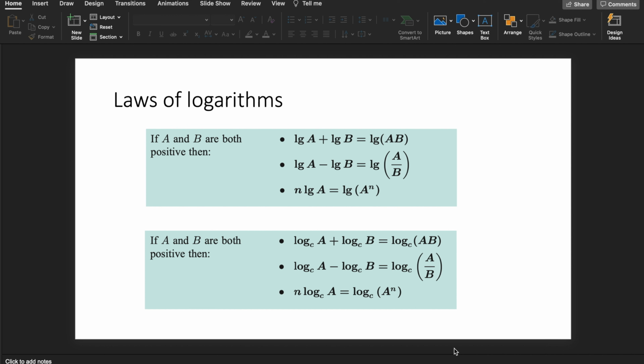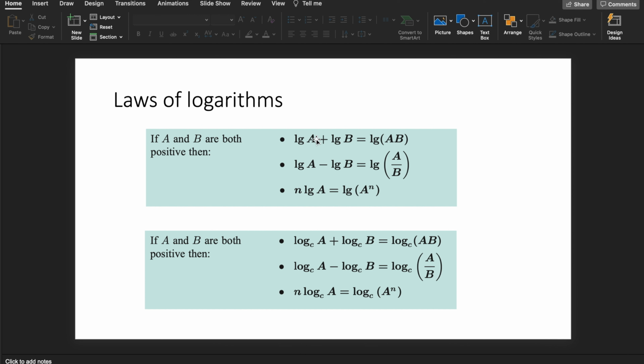Alright, so the next subtopic is the laws of logarithms. If you look at the screen, there are three main laws. The first one is log A plus log B, giving log A multiplied by B. So that's the first rule. And then the second one would be log A minus log B, giving log A divided by B.